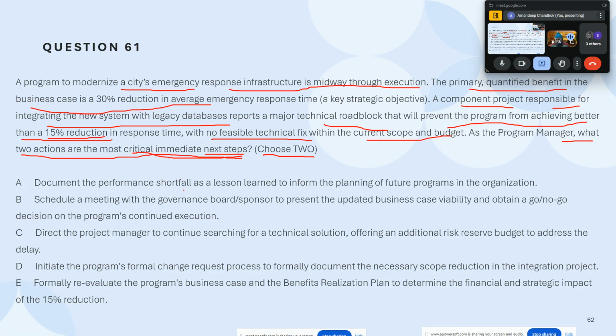Okay, any responses on this? Remember, you only have to choose two over here. C: direct the project managers to continue searching for a technical solution, offering an additional risk reserve budget to address the delay.